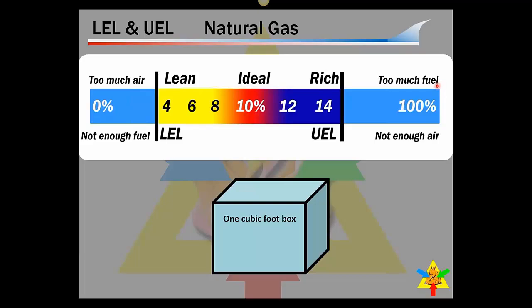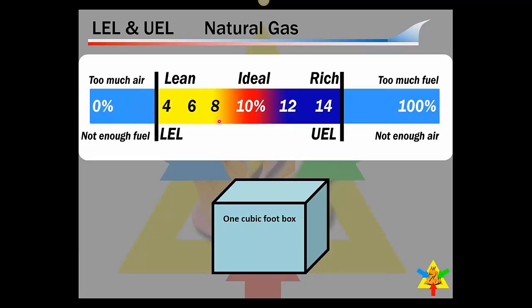Nothing's going to happen. Now I've got way too much fuel in the mix. Okay? I'm above my upper explosive limit. So natural gas has a very narrow window of how it burns properly, and the sweet spot is right here in the middle. To have really good combustion with natural gas, ideally, we want this 1 cubic foot box to have 10% gas and 90% air. Then we're right in the sweet spot.